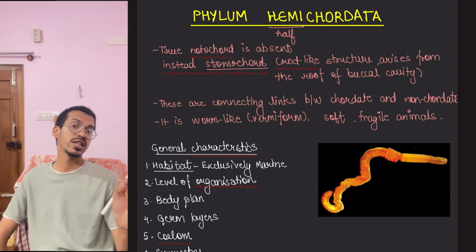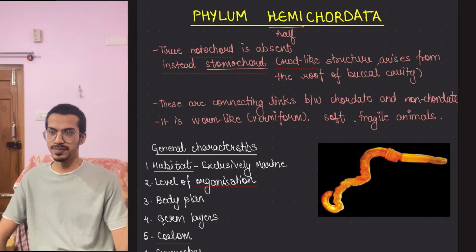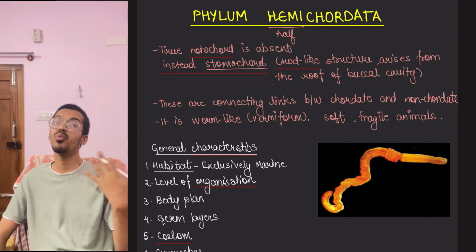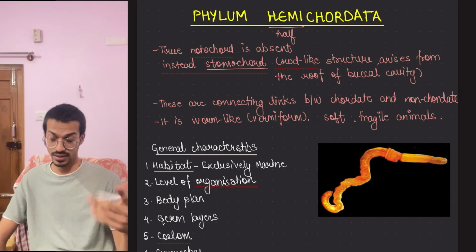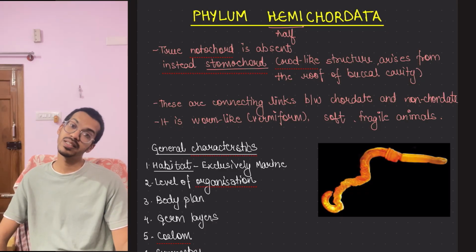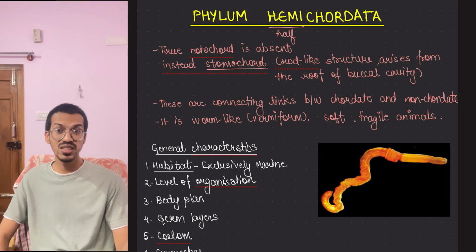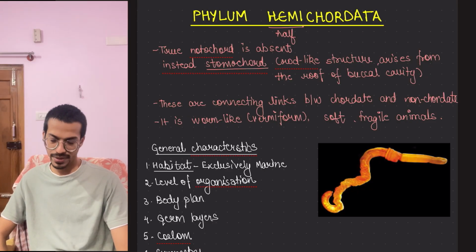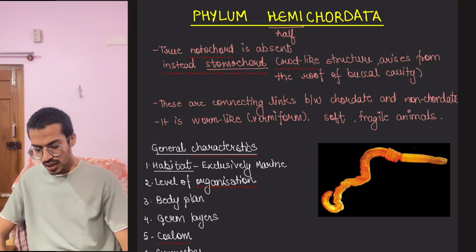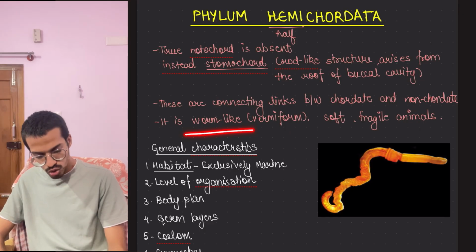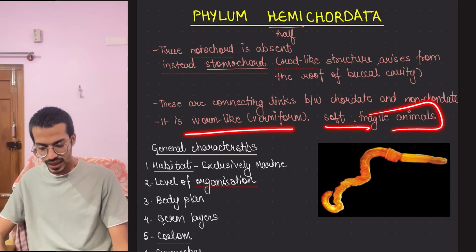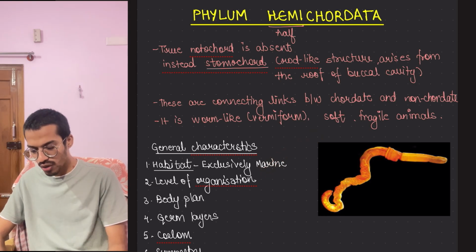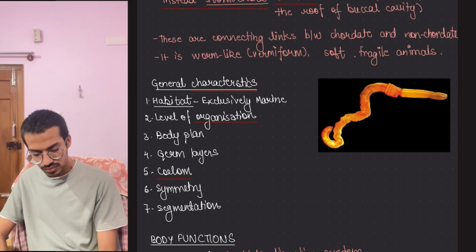Till now we used to say that in non-chordates the nerve cord is present ventrally, but they have double, one present upper and one present down. That is a very strange phenomenon, but it makes it closest towards the chordates. That's why we put it over here. Then these are worm-like, soft, fragile animals. They are exclusively marine, same like the hemichordates.